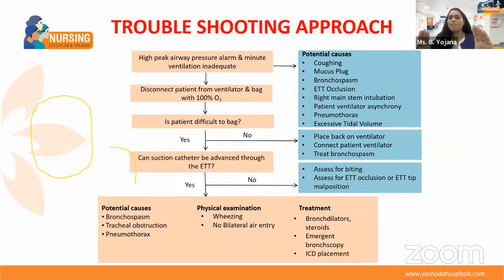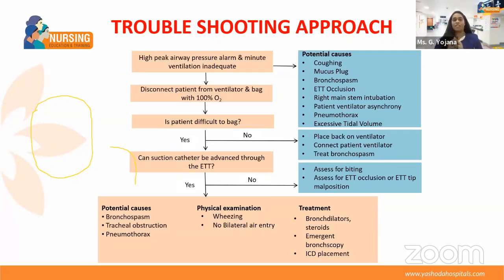So what should you do when there is an alarm? This is a simple flow chart where you can understand the responsibility of a nurse. When a patient has a high peak airway pressure alarm and minute ventilation is inadequate, you first check the potential causes of why it is happening. Then you go with the action. First, you need to immediately disconnect the patient from the ventilator and bag with 100% oxygen, either through an ambu bag or through the Mapleson circuit, you have to give 100% oxygen.